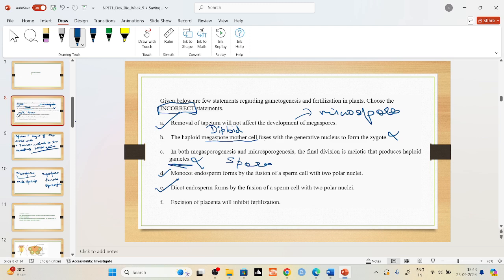Then excision of placenta will inhibit fertilization. Now, this is a general knowledge thing that you should know that the placenta provides nutrients and supports the ovule, and obviously its removal would affect the fertilization process.